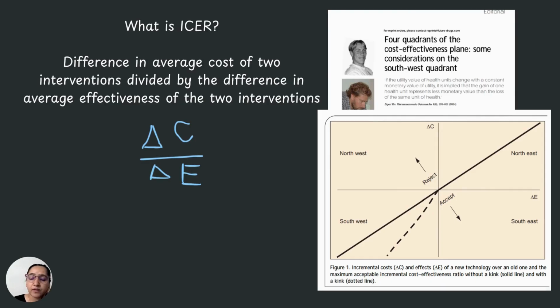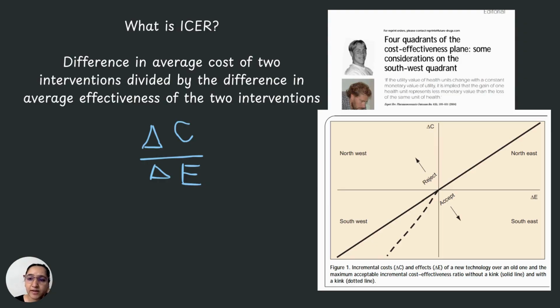So ICER can fall in one of the four quadrants as shown here in this figure that I borrowed from this published editorial. It's a very interesting and nice paper. You can refer to this paper if you want to read more details about this. But I'll tell you here in short, the ICER value could fall in any one of these four quadrants: the northeast, northwest, southwest, and southeast.